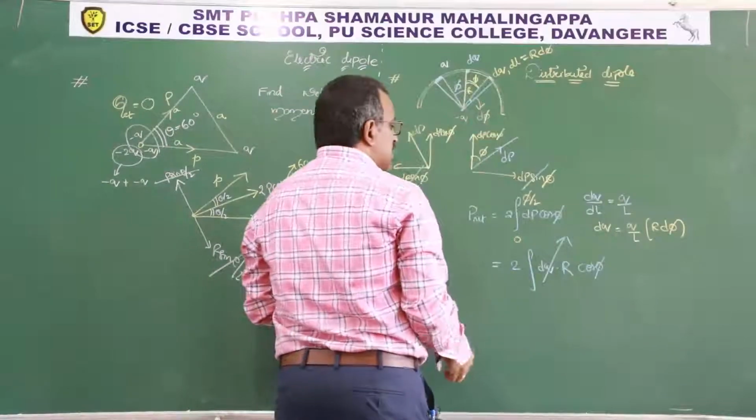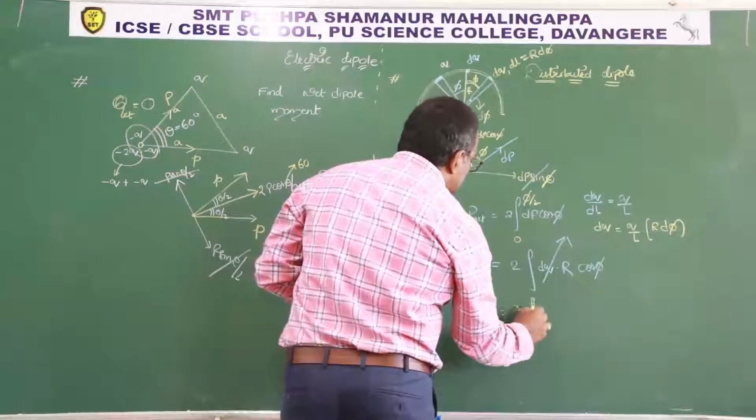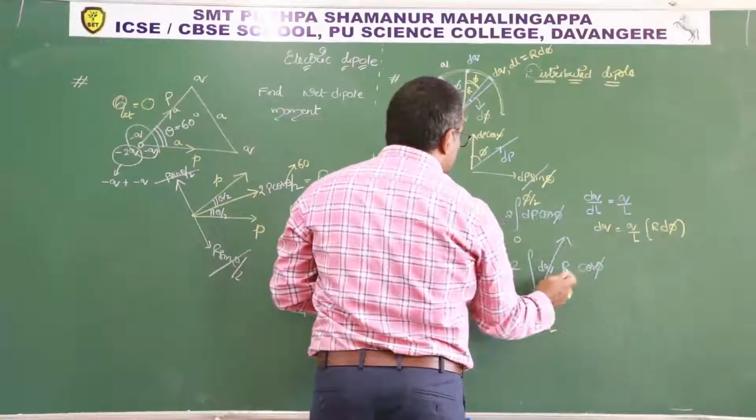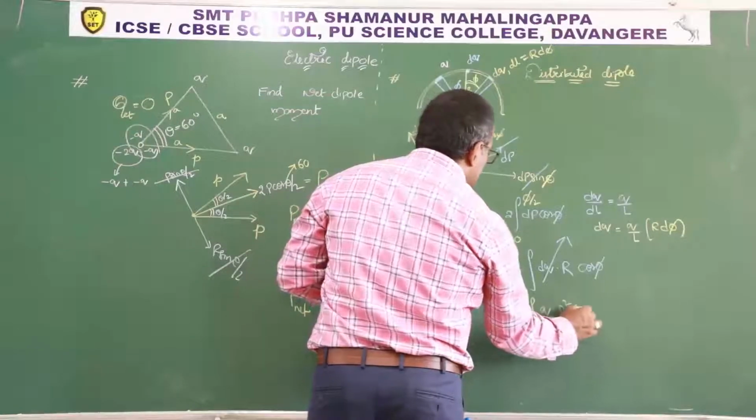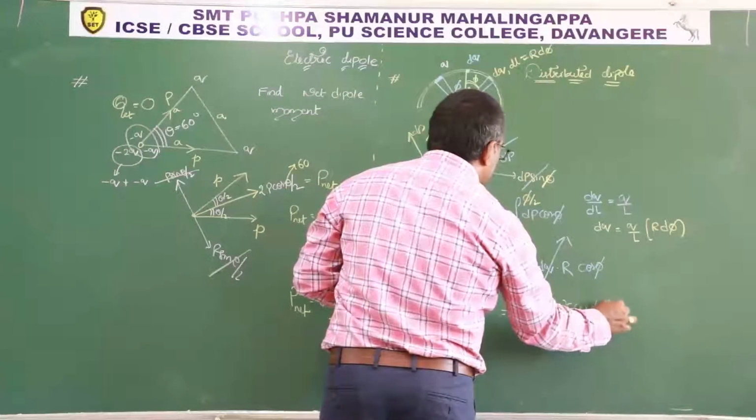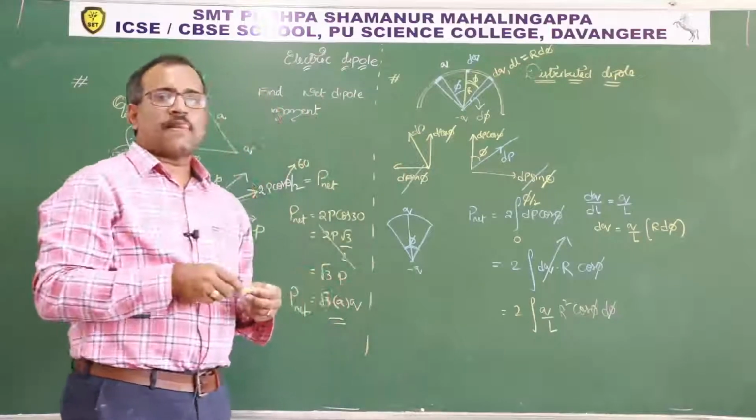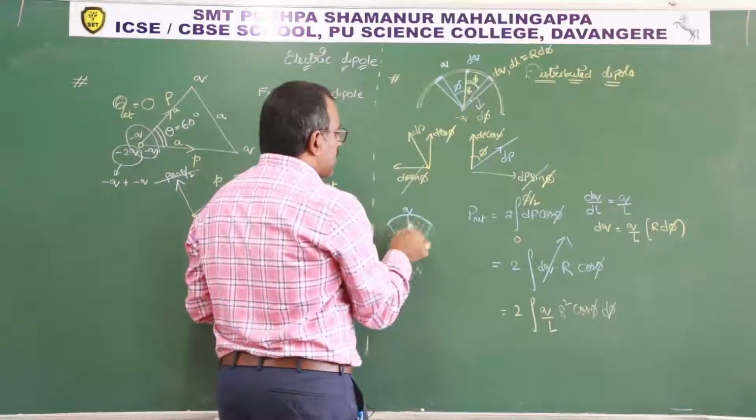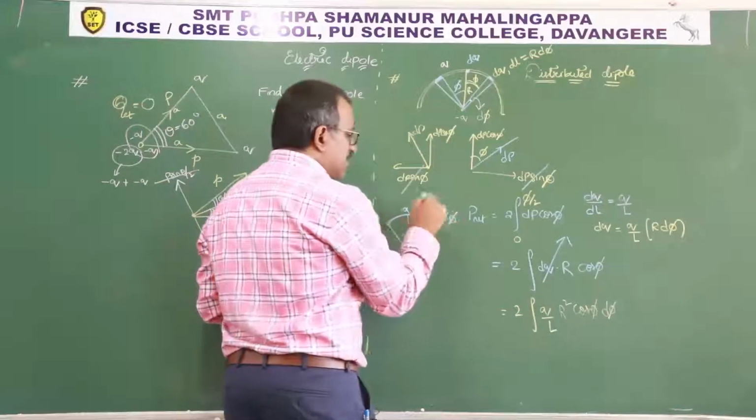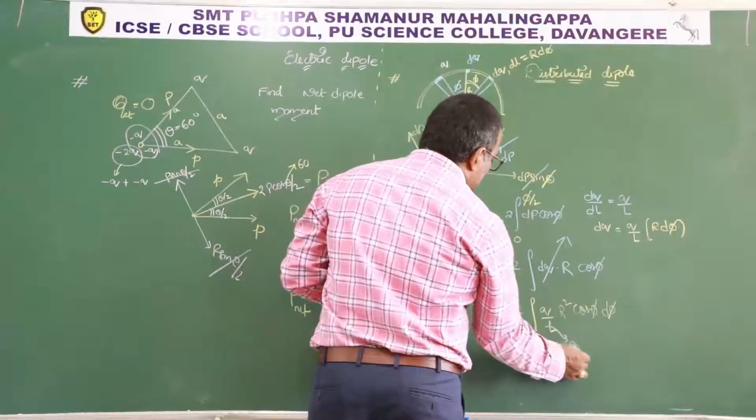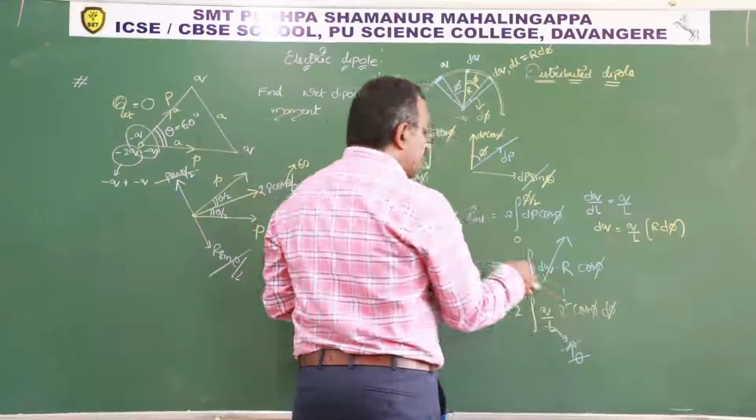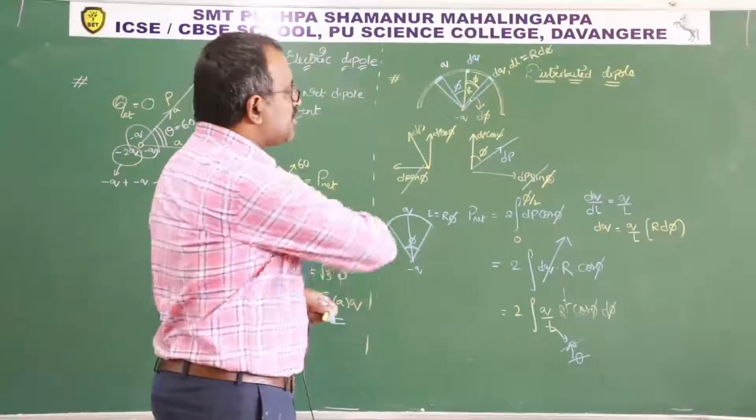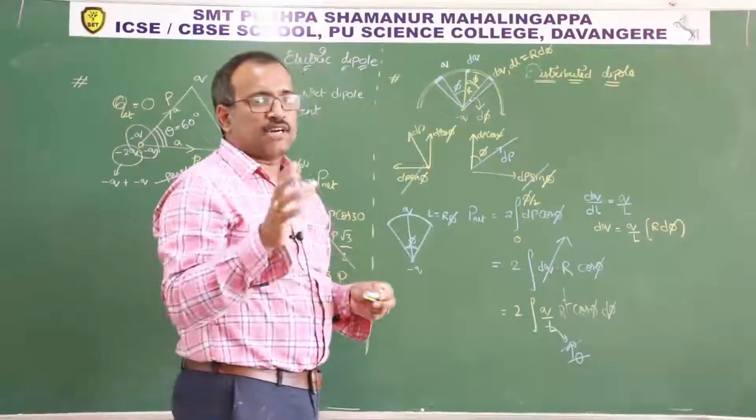Yes, if I substitute that here, 2 times integration of q by L, already r is there, r square into cos phi d phi. What is L? L is the arc length. L is equal to r phi. Yes, I can write it as r into phi. R gets cancelled. Finally, you have to stick to the formula. This much integration you may feel a bit hard, but practice this.